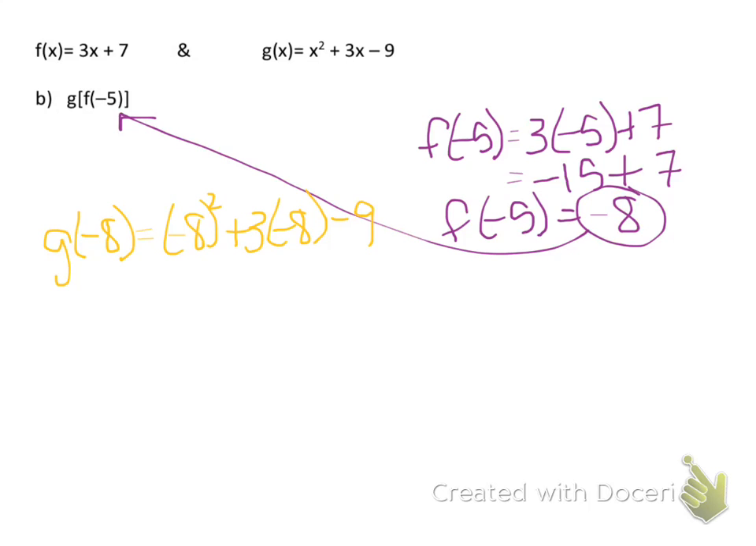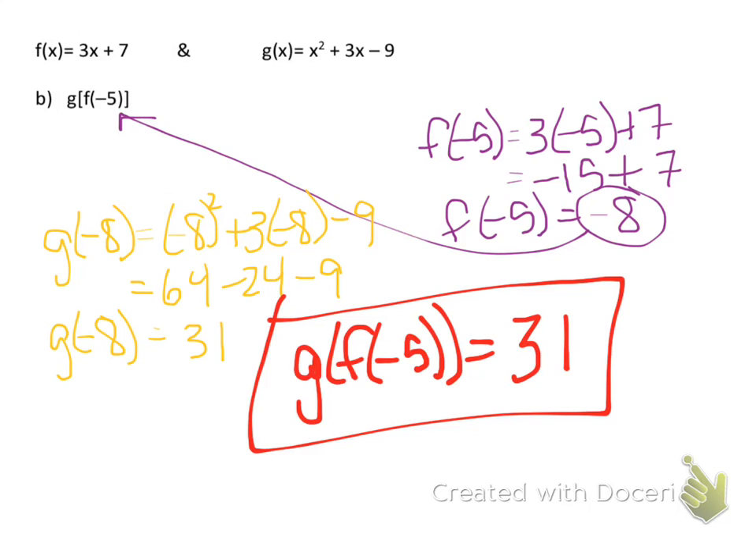squared. Again, be careful. A very common mistake is to plug this into your calculator as negative 8 squared without any parentheses, and your calculator will give you negative 64. Make sure you realize that this is negative 8 squared, which is a positive 64. Simplify this, we get 31. So g of f of negative 5 is 31.